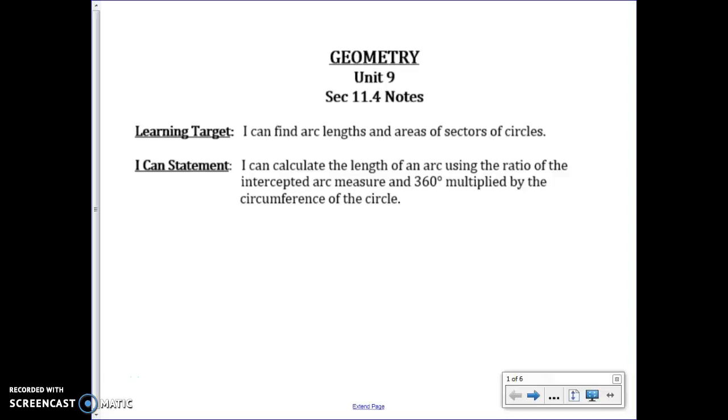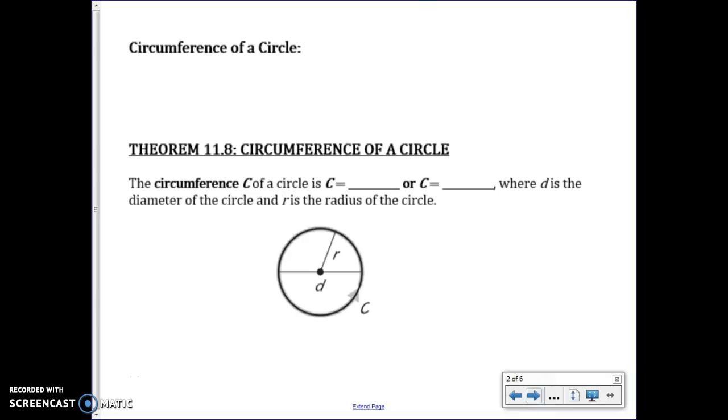Guys, we are going to continue with circles by talking about how to find the arc length given the arc measure, the circumference, and so on. So first off, we have to know what a circumference is. The circumference is the distance around the circle. It's like its perimeter, but we don't call it perimeter since it's a circle.